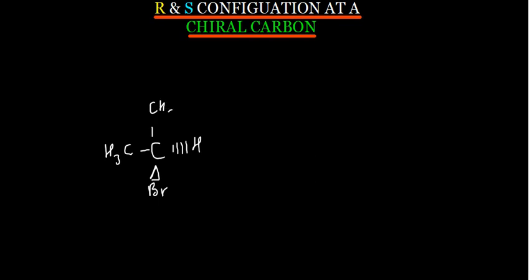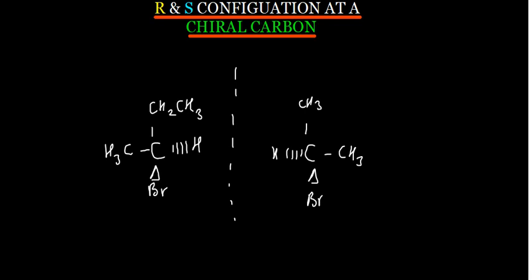Let me put this as CH2 CH3. So we can see all the atoms here are different. Now if I had to put a mirror at this position, reflection is going to happen such that this carbon, the CH3 is going to be this direction, the hydrogen is going to appear here, and then the bromine will still be down, the ethyl group is going to be on top.